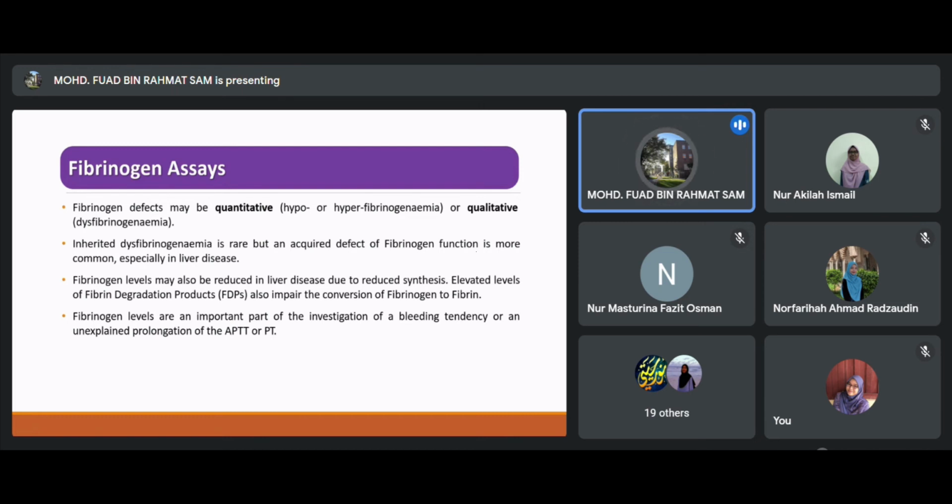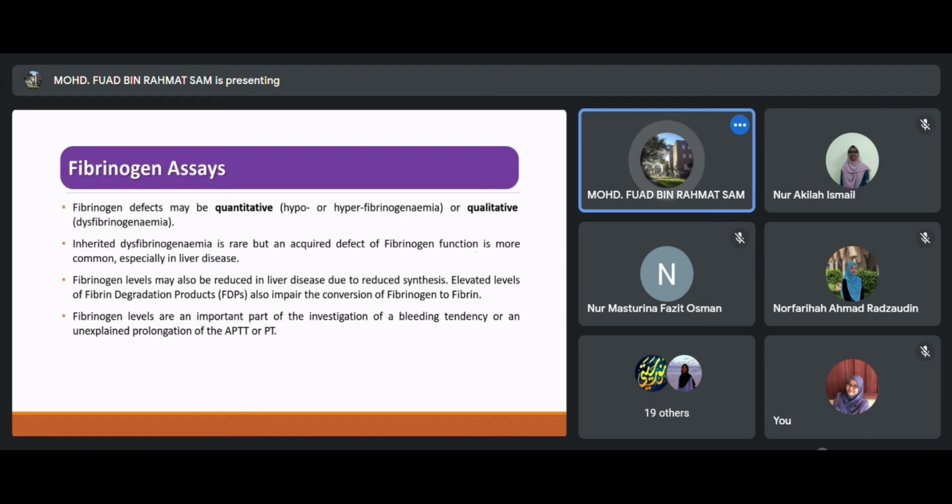So what I want to say here is we cannot depend only on the PT, cannot depend only on the APTT. It's not only dependent on the TT. We also need to include the fibrinogen assays to interpret what happened to the patient actually. Okay.